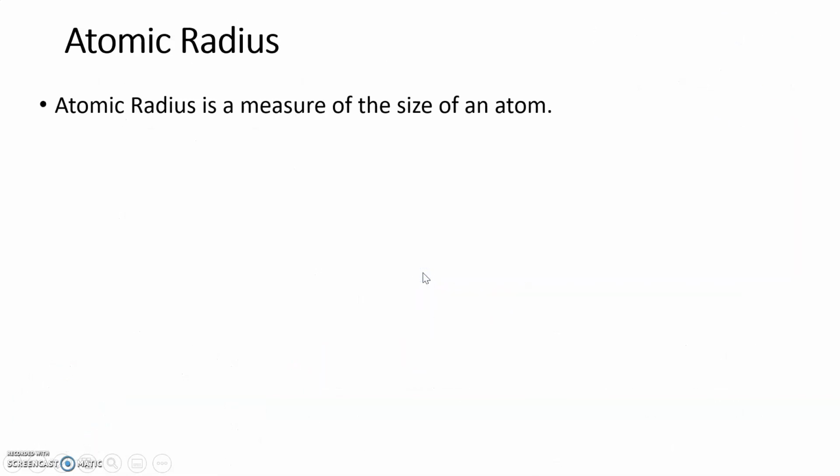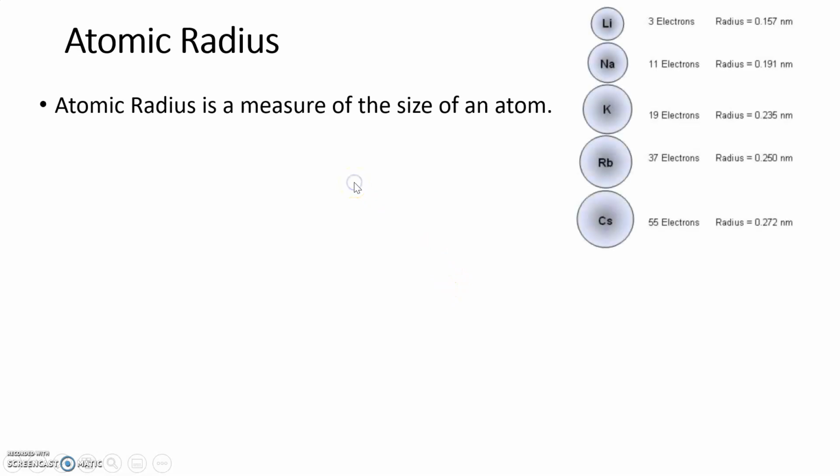All right, and that brings us to atomic radius, which is basically, as it sounds like, the size of an atom. So we think of a circle. I know it's really a sphere, but if we think of a circle, from the center to the outermost electrons, that's the radius. So there are two trends we're going to look at.